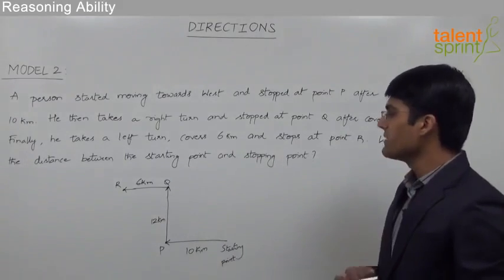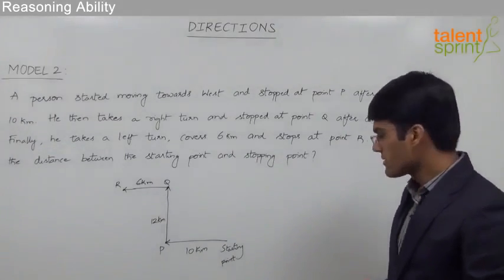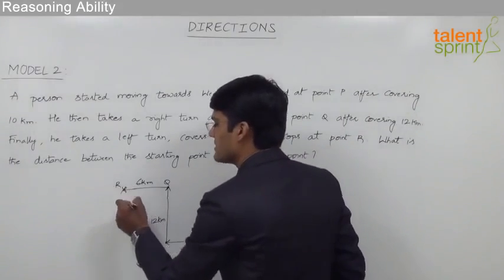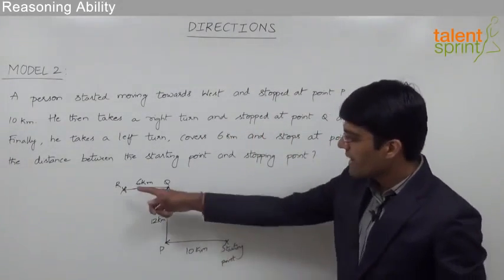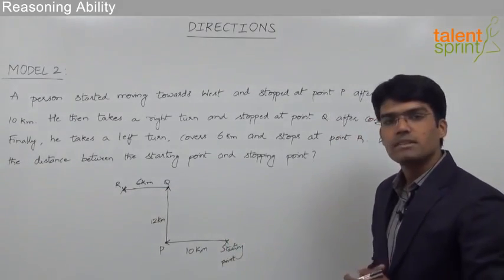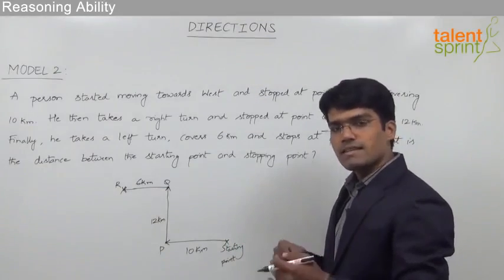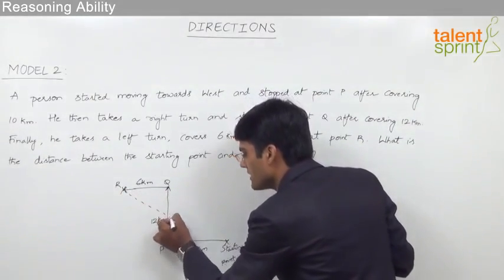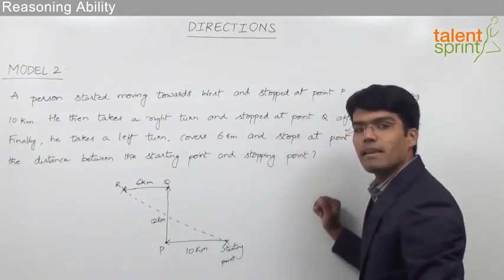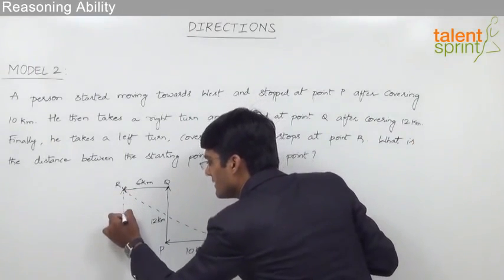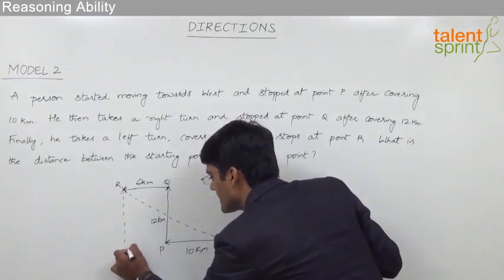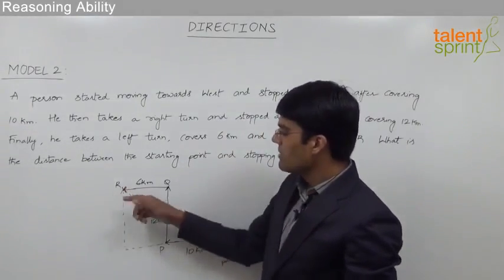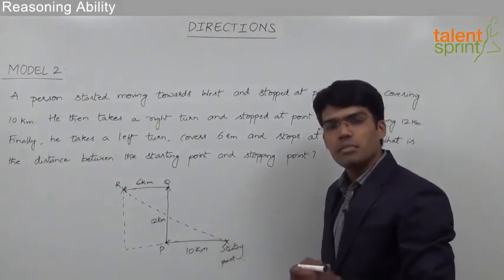What is the distance between the starting point and the stopping point? So the starting point is as shown here and the stopping point is the point R. And we are supposed to find out the distance between these two points. As you can see here, the distance between the starting point and the stopping point can actually be obtained by making a right angle triangle. So assuming that this is the right angle triangle, the distance between starting point and the stopping point is nothing but the length of the hypotenuse.